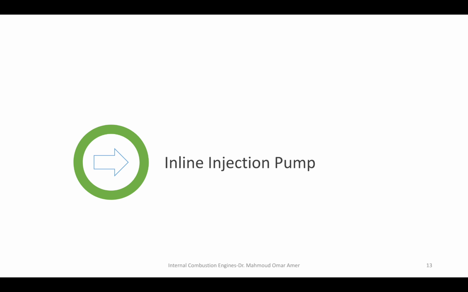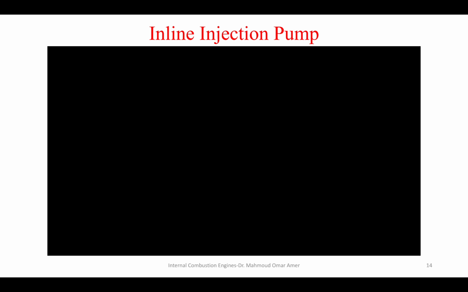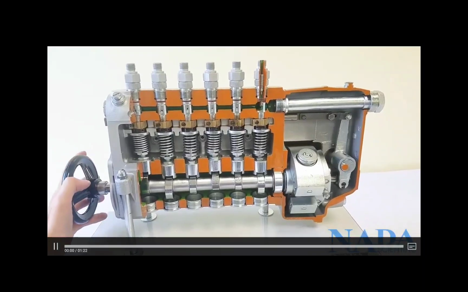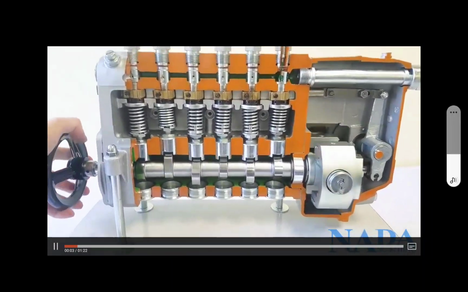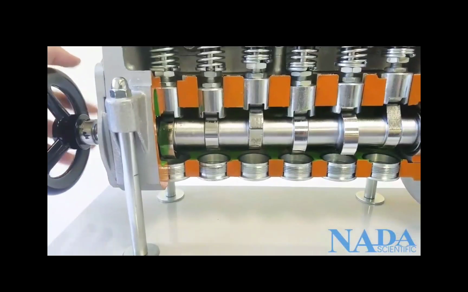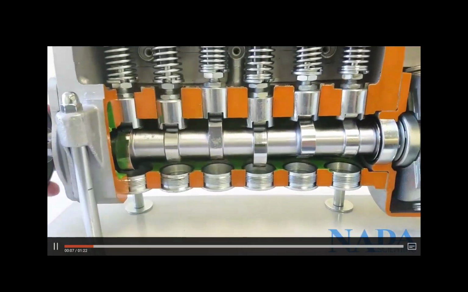Okay. Now we will start with the first type of high pressure diesel pumps, which is the inline injection pump. I will start directly with a video. This pump, you will see it on the left. You see this exact type on the left. I will let you first watch the video.